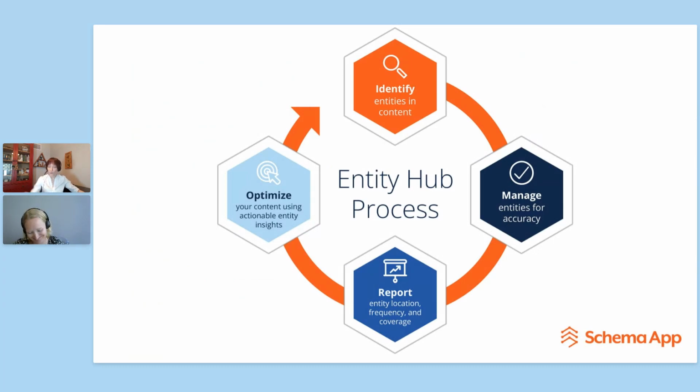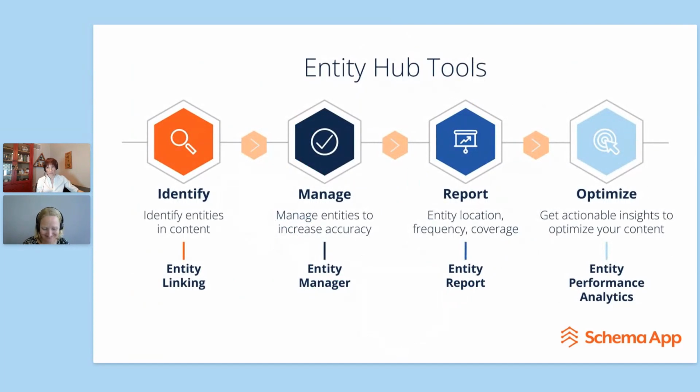So, we have a four-step Entity Hub process, and we have tools that take you through each step of the process. So, we begin using entity linking to identify the entities in your content. You can then leverage the entity manager to manage or curate these entities to increase accuracy. You can access reporting using the entity reports to figure out location, frequency of coverage, and then tie that with search performance metrics and our entity performance analytics tool to leverage this great data driven decision making tool for actionable insights to help you optimize your content.